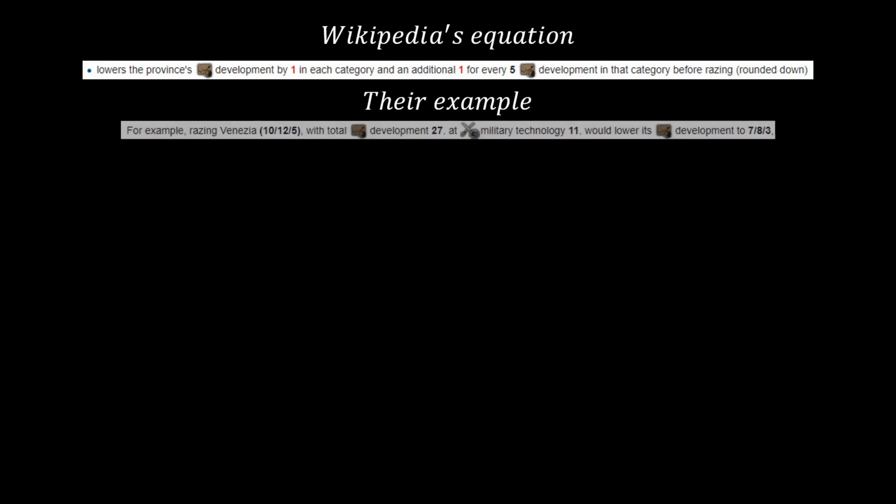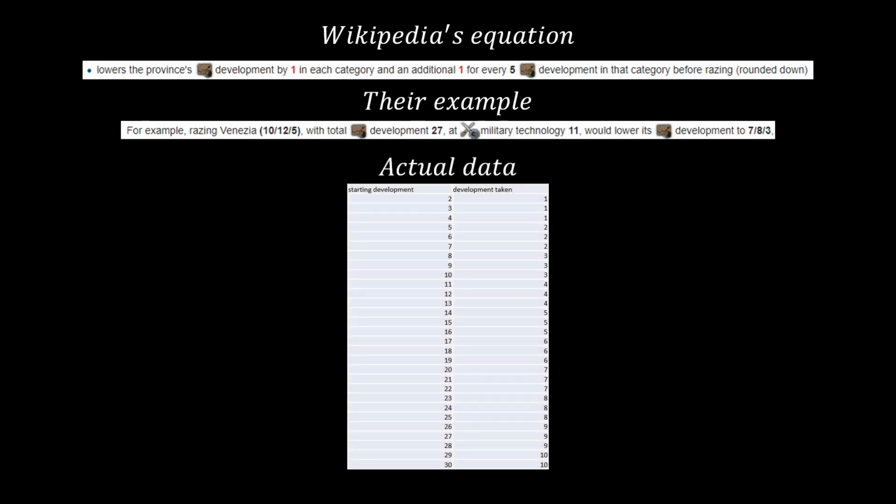So when I went onto the wiki looking up what horde raising was, I found this equation, being that it lowers the province's development by 1 in each category and an additional 1 for 5 development in that category before raising, rounded down. Now this is all quite wordy, and they also gave an example for this, and sure enough, if you know how to use a calculator, then you will get these results. However, it doesn't particularly match the actual data.